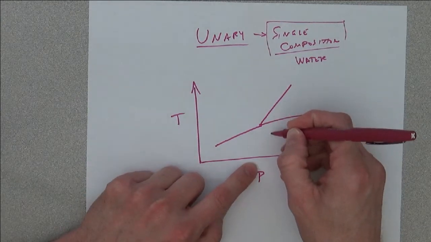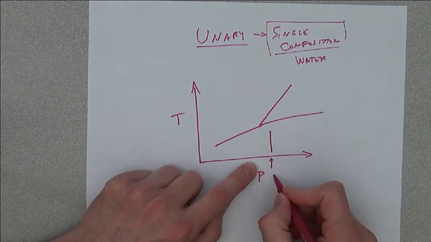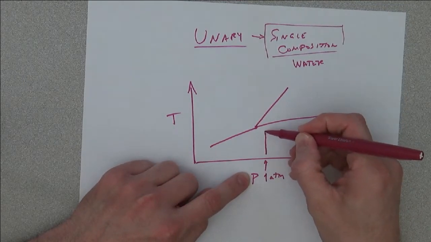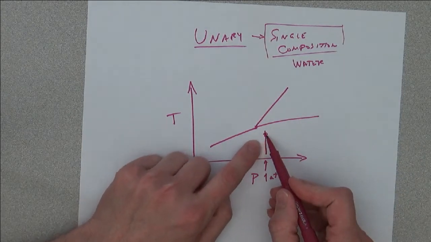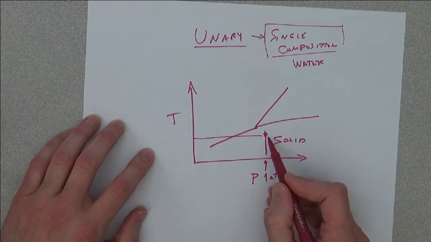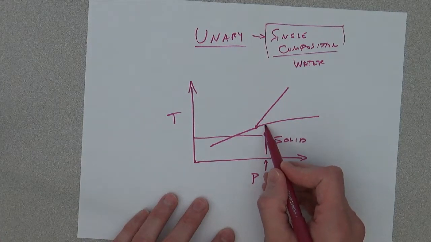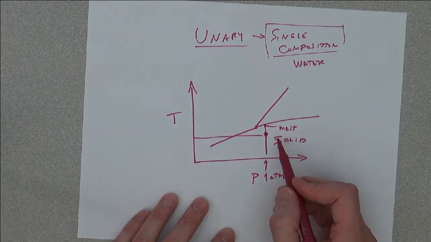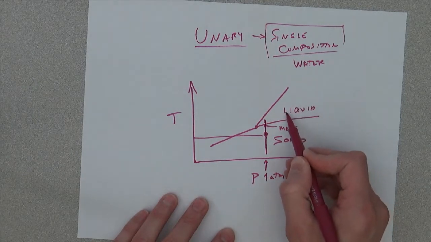So at a given pressure, say 1 atm, we will have a point at a given temperature in which we are all solid. As we increase in temperature, we reach a point. It goes through melting. And now we're in a region of liquid.